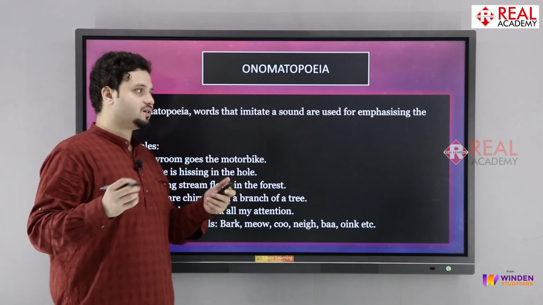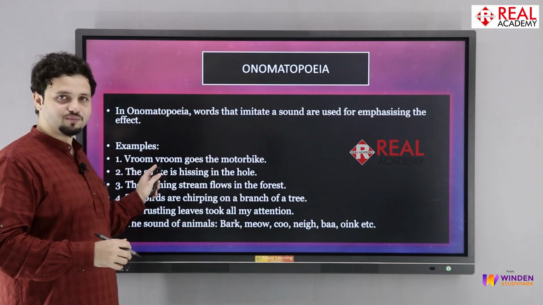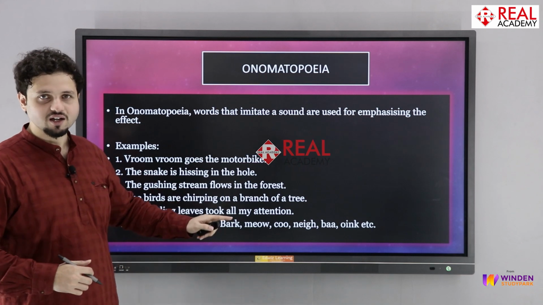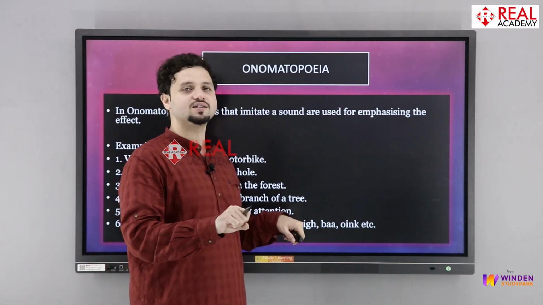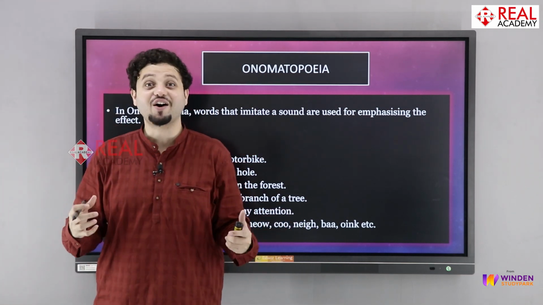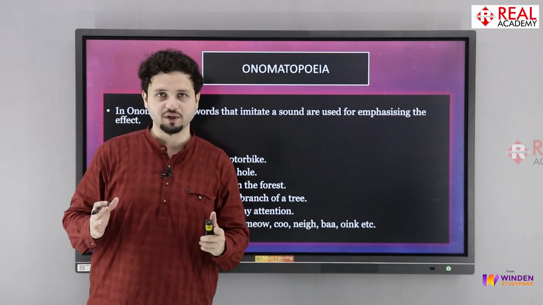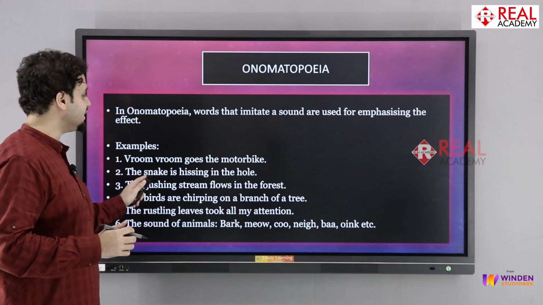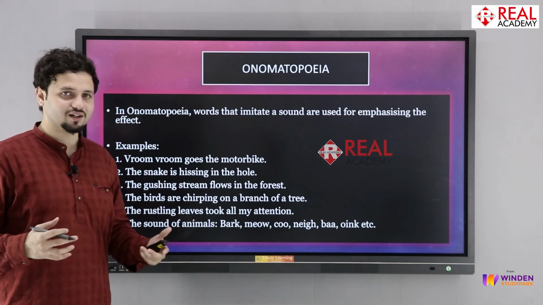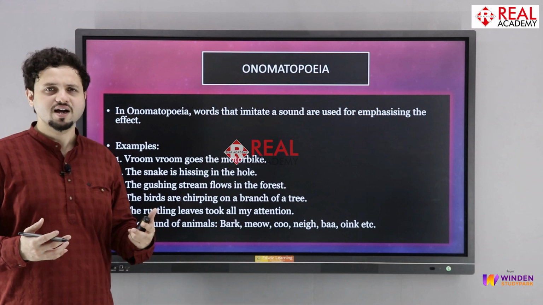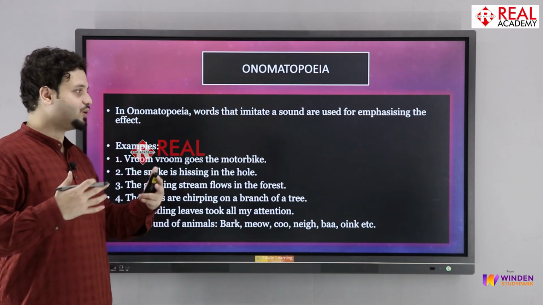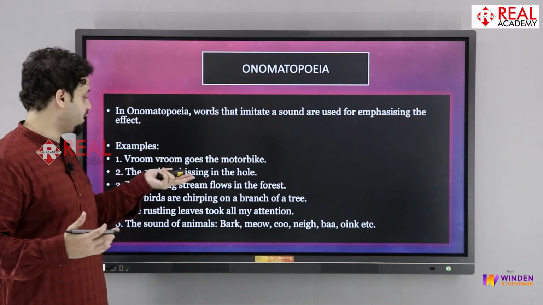Okay? For example, vroom vroom goes the motorbike. ये जो vroom vroom वाली चीज है, ये क्या है? आवाज है, sound है, so this becomes onomatopoeia. In a similar manner, the snake is hissing in the hole. Hissing, ये कौन करता है? Snake करते हैं, तो ये आवाज है, then it becomes onomatopoeia.